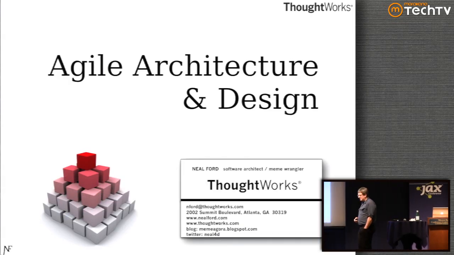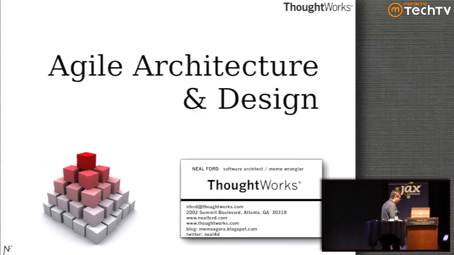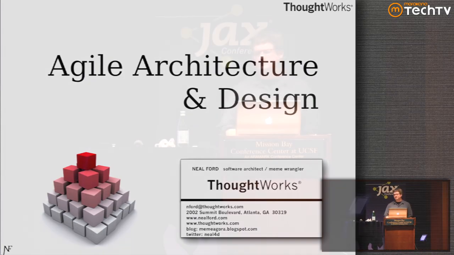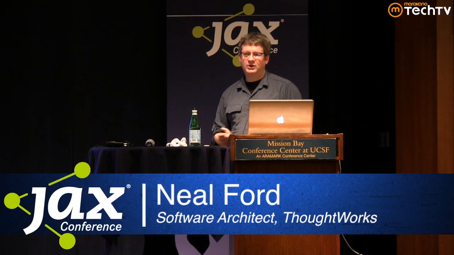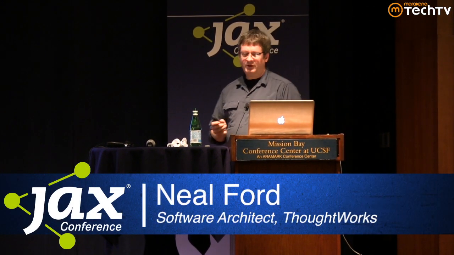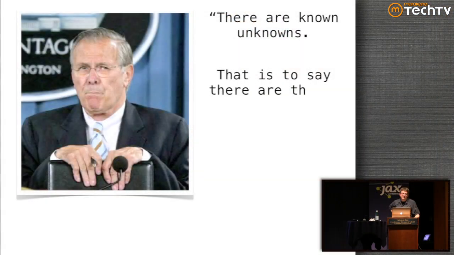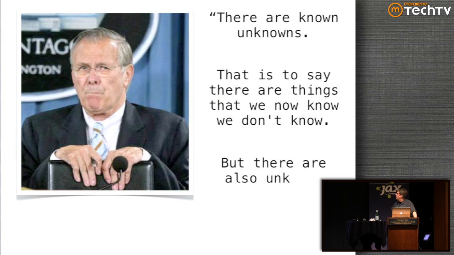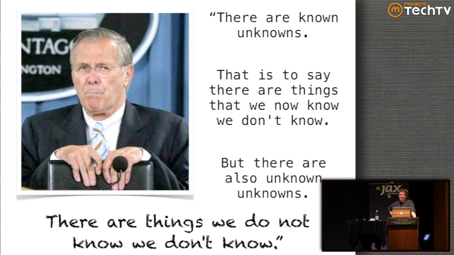investigate some of the techniques and other things that we've developed over time to handle architecture and design agilely. But I'm going to start with the poetry of Donald Rumsfeld, who very famously at one point said, there are known unknowns. That is to say, there are things we now know we don't know. But there are also unknown unknowns. There are things that we do not know that we don't know. It turns out this is the really hard part about software, are the unknown unknowns.